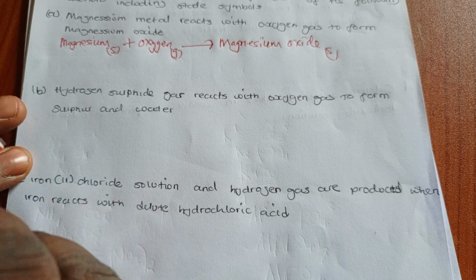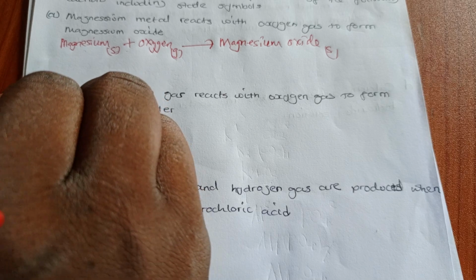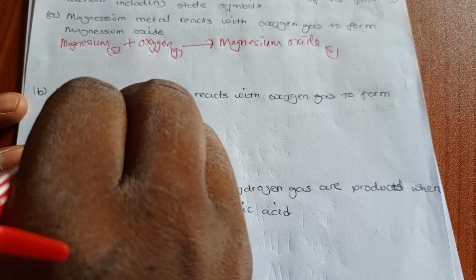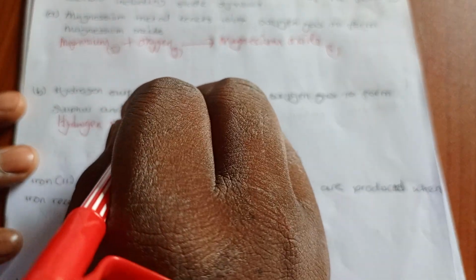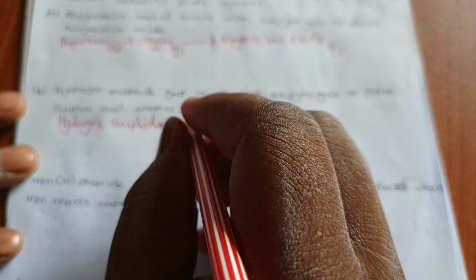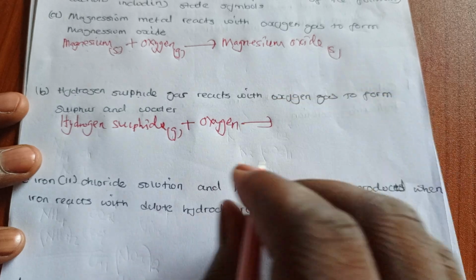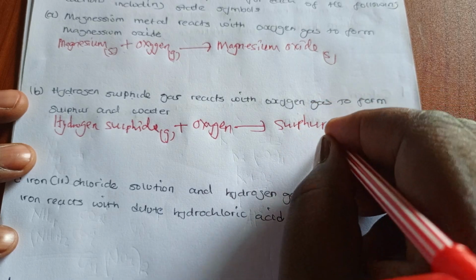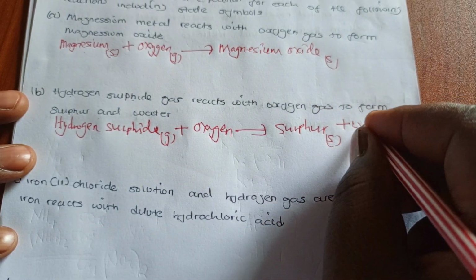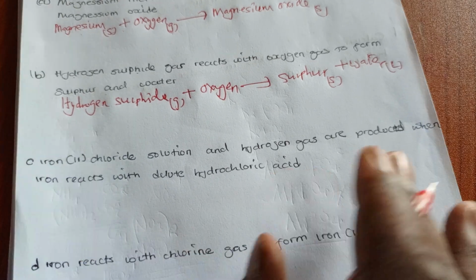Then question B, hydrogen sulfide. So you write hydrogen sulfide gas, so this is gas, reacts with, so plus oxygen, to form sulfur, solid, and water. Water is liquid. So this is the word equation.